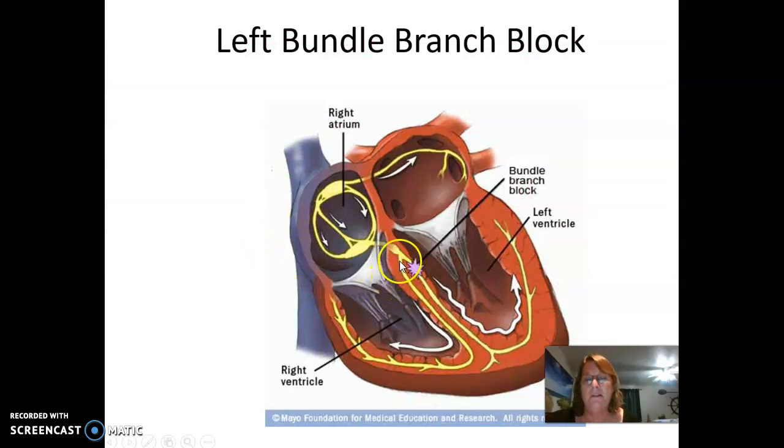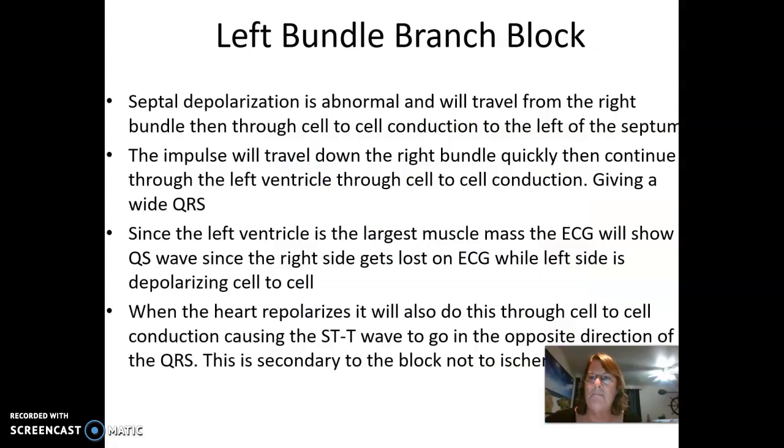Now left bundle branch blocks, remember we said normally the septum depolarizes from left to right. So here the septum is going to depolarize from right to left because it's blocked here. And as it's depolarizing in this direction, our positive electrode is over here, so it's going to be seen as going away from the positive electrode. The impulse is going to keep traveling down through that left ventricle. It's going to come quickly. As it's depolarizing from right to left, it's going through cell-to-cell conduction, which takes longer. That impulse is still traveling up here. And as it's coming through here, it's all through cell-to-cell conduction, which is going away from my positive electrode, which is going to give me a nice deep QS waveform.